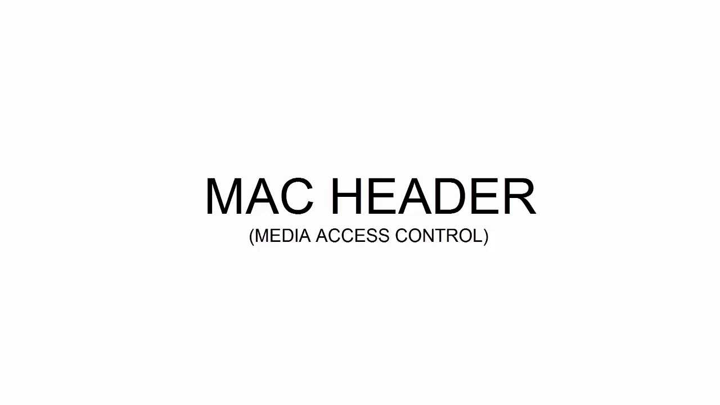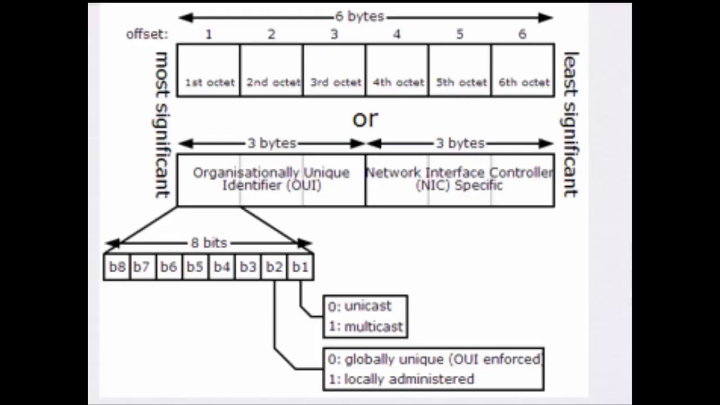So let's come to the structure of a MAC header. MAC header having the payload of 46 to 1500 bytes. MAC header is composed of 6 octets, and each octet is an 8-bit pattern. The first 3 octets are called OUI, which is the Organizational Unique Identifier. And then the next is called the NIC, the Network Interface Controller.